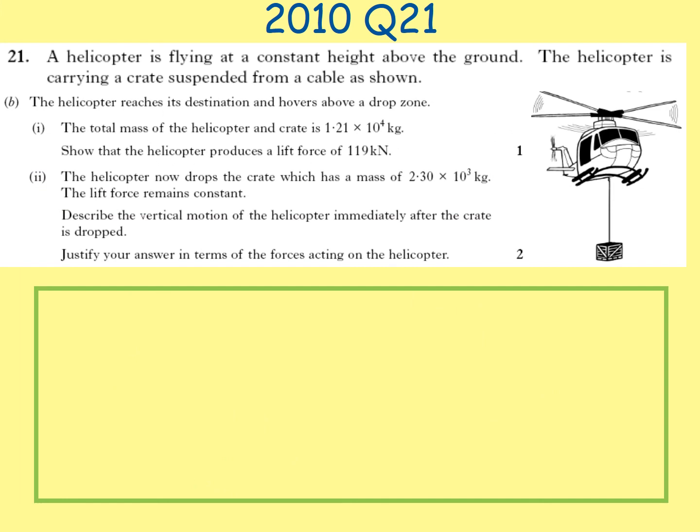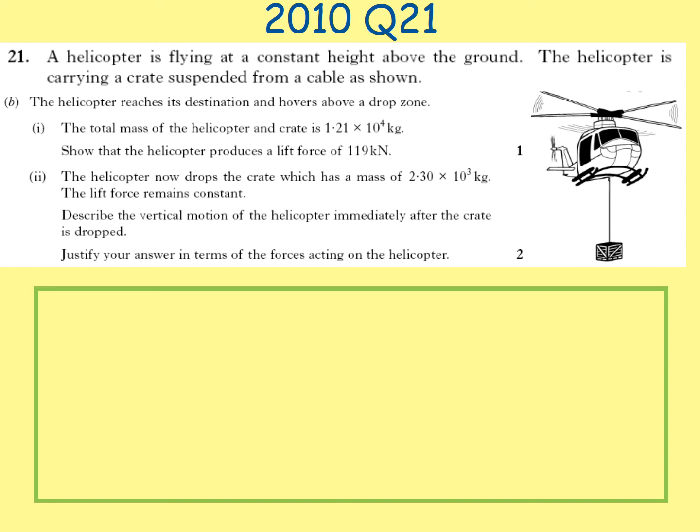Let's look at part 2. The helicopter now drops the crate, which has a mass of 2.3 times 10 to the 3 kilograms. The lift force remains constant. Describe the vertical motion of the helicopter immediately after the crate is dropped, and we need to justify our answer in terms of the forces acting on the helicopter.